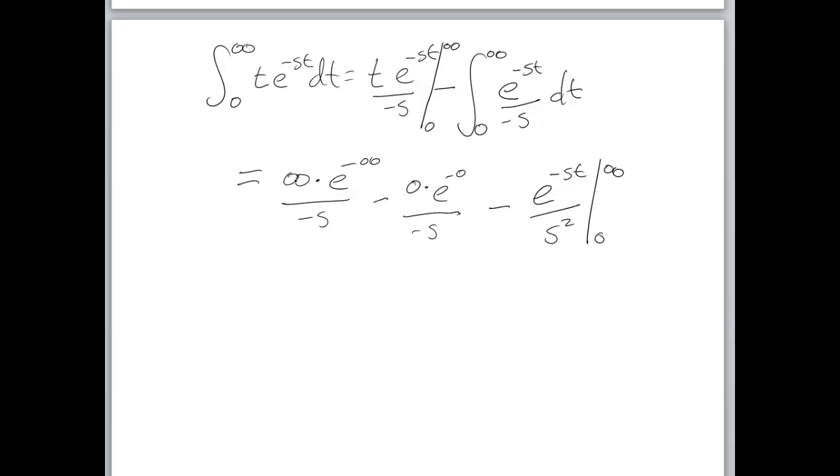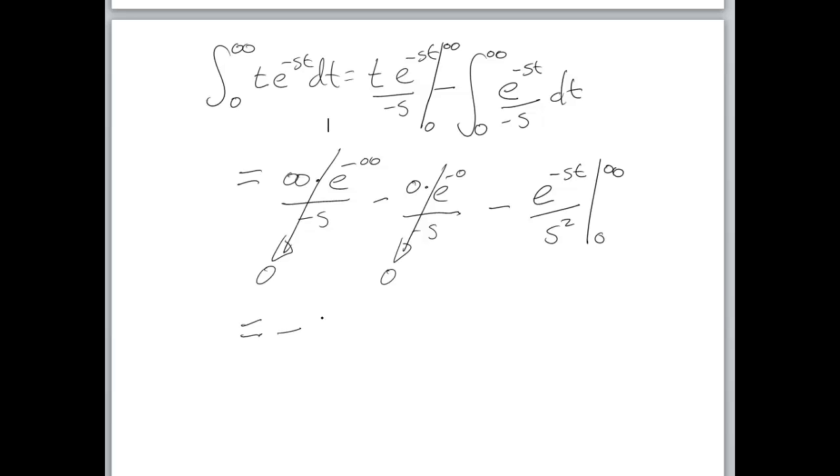So let's go back to this first term. Although we have an infinity term here, we have an e to the minus infinity term here, which goes to 0, and that goes to 0 faster, so that first term is 0. And now we have an e to the minus 0, which is 1, but it's multiplied by 0, so this term is also 0. So we're just left with this last term.